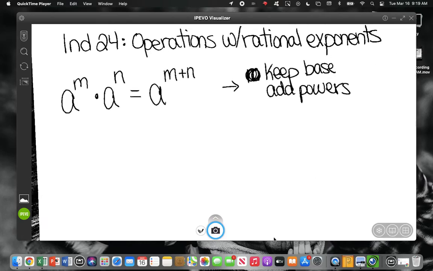So do you guys remember writing this? I don't know, it was probably around Thanksgiving. Or no, it was after. We did indicator 16 after Christmas break. So it was right in January. So we keep our base and we add our powers.